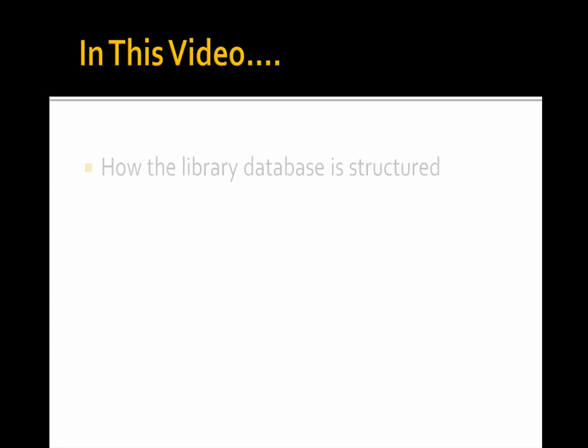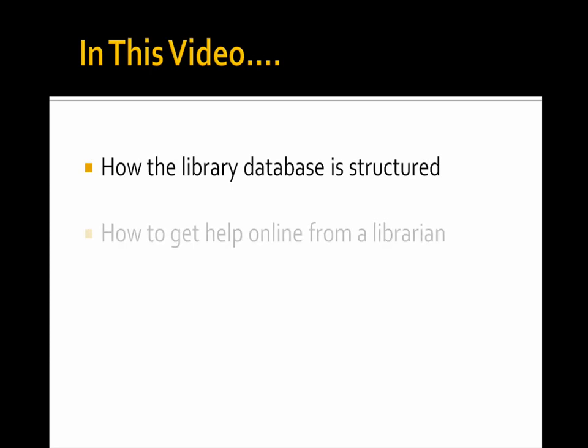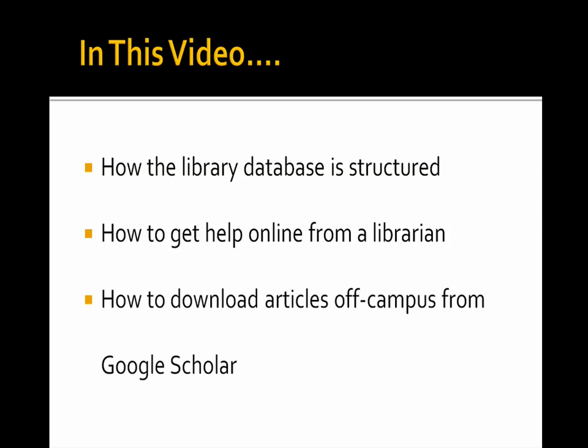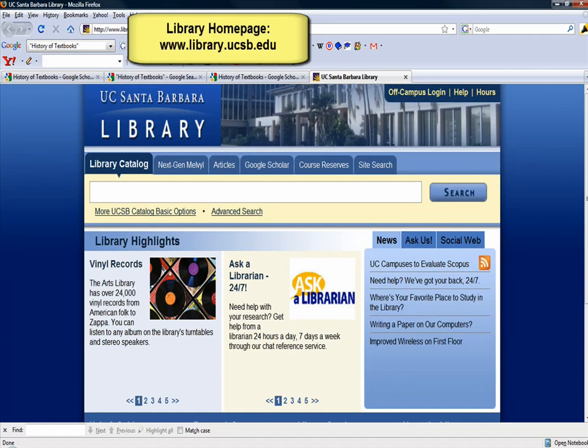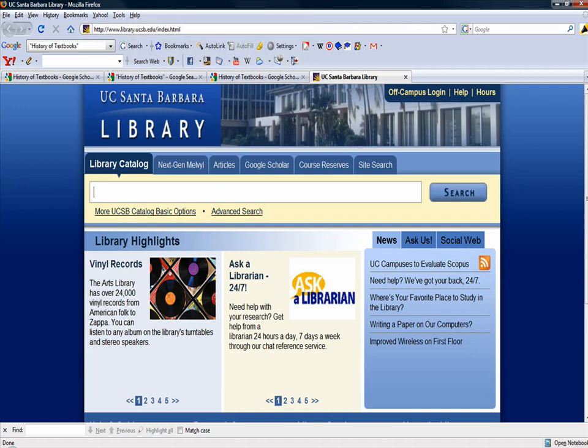In this video, you'll learn how the library database is structured, how to get help online from a librarian, and how to download articles off campus from Google Scholar. You've often heard teachers tell you to locate sources and research materials in the library. What can be confusing is how the library organizes itself and where information is stored. Students often say that they can't find anything on their topic.